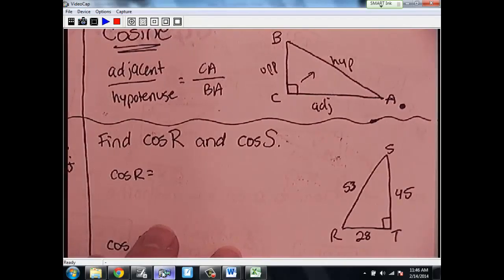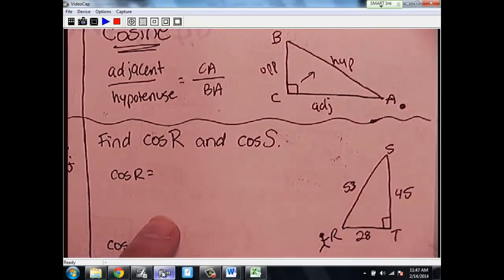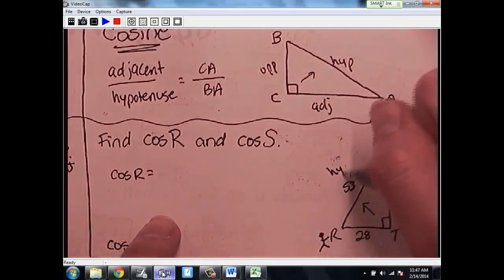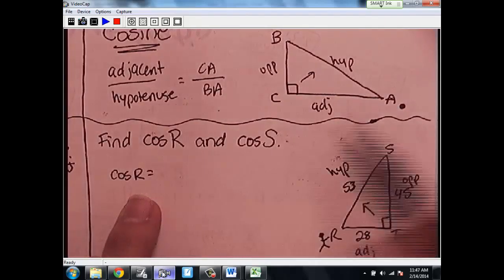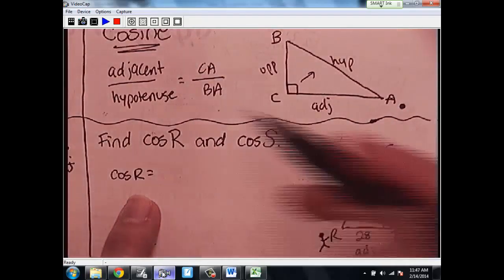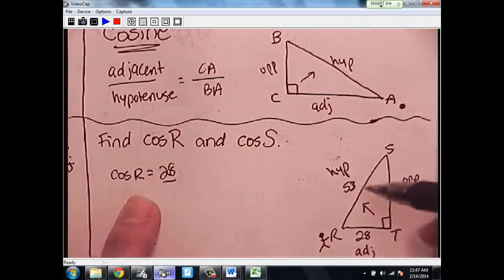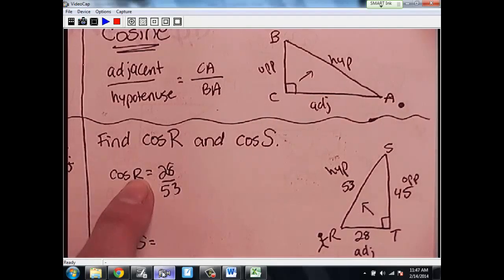Find cosine of R and cosine of S. If I say cosine of R, that means I need to start at R, put my little man at R. What do I have? My hypotenuse. If I'm at R, this is the side opposite, and this is the side adjacent. So if I say cosine of R, what is cosine? Adjacent over hypotenuse. The adjacent side is 28. Our hypotenuse is 53.